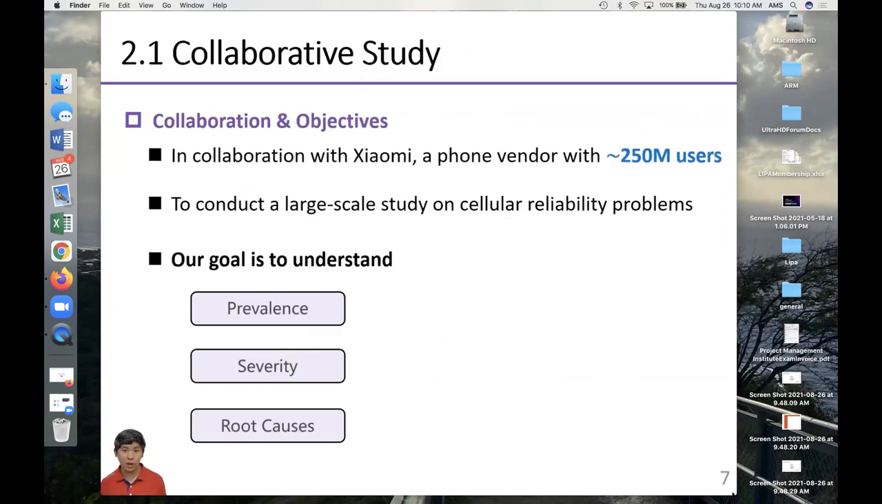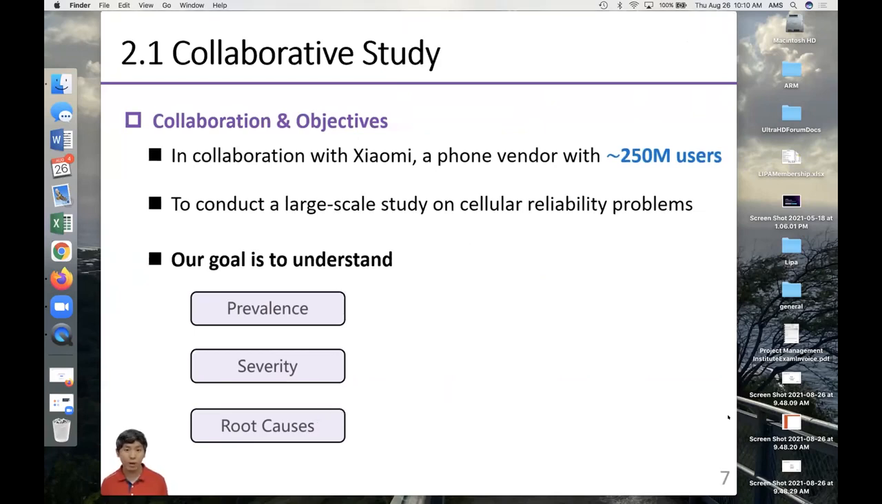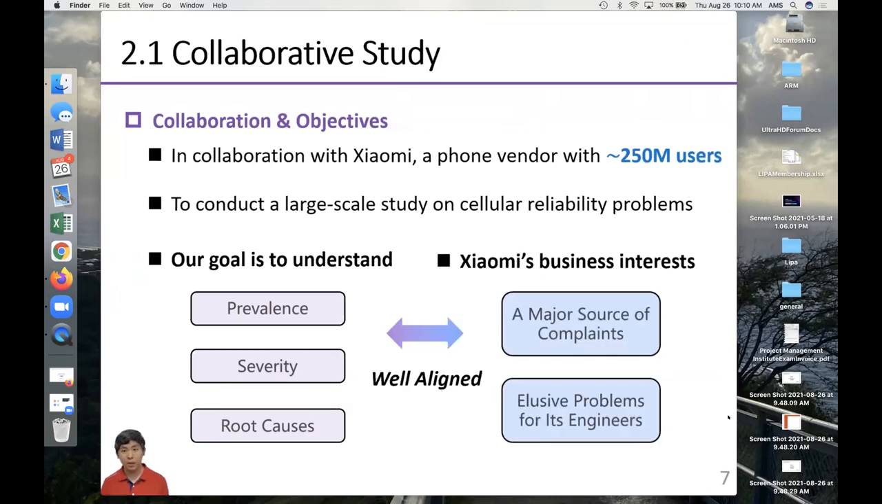To close the knowledge gap, we take a unique opportunity to collaborate with a major Android phone vendor, Xiaomi, who serves around 250 million users, to conduct a large-scale study on cellular reliability. Specifically, our goal is to understand the prevalence, severity, and root causes of cellular reliability issues. Interestingly, it turns out to be well aligned with the business interests of Xiaomi, as cellular data connection issues were a major source of their customer complaints but had been elusive problems for its engineers.